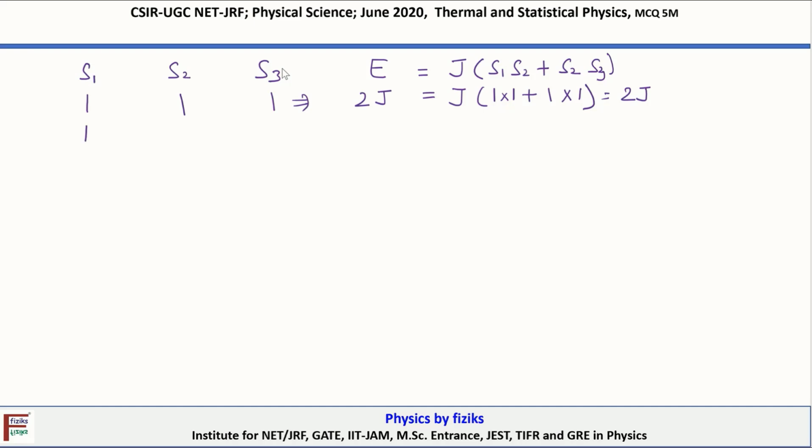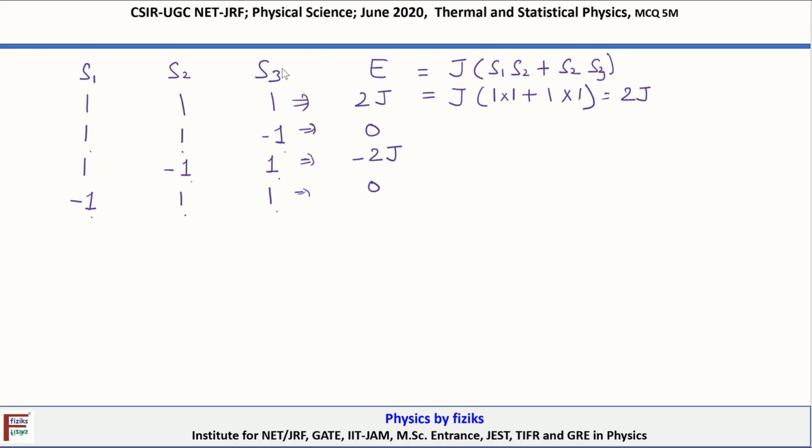Now we start with a spin flip: 1, 1, minus 1. This gives an exchange energy of 0. How? 1 into 1 gives 1, and 1 multiplied by minus 1 gives minus 1, so ultimately J into (1 minus 1), that's 0. Then 1, minus 1, 1, with the central spin in the lower direction: 1 into minus 1 gives minus 1, and minus 1 into 1 gives another minus 1, so the exchange energy is minus 2J for this microstate. Now let's say the first spin points downward: minus 1, 1, 1. Minus 1 into 1 gives minus 1, and 1 into 1 gives 1, so again 0.